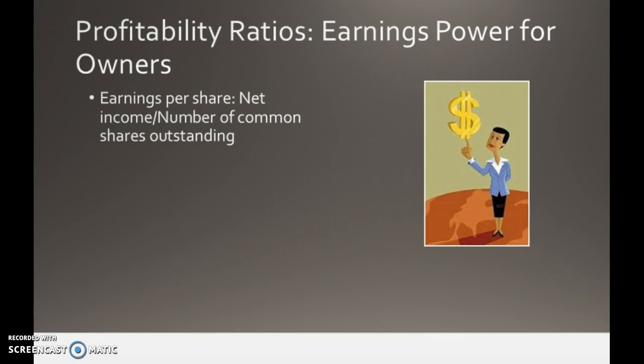Evidence of earning power is available from profitability ratios, such as earnings per share, defined as net income divided by the number of shares of common stock outstanding. Earnings per share determines the size of the dividend that a firm can pay shareholders. As an indicator of a company's wealth potential, investors use this ratio to decide whether to buy or sell the firm's stock.